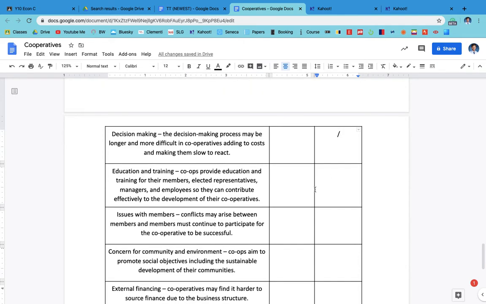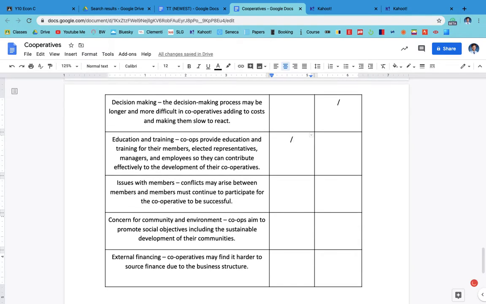Education and training, provide education, elected members. Yep, that sounds like an advantage to me. Issues with members, conflicts may arise. Yep, because everybody's cooperating and everybody gets a vote. Then again, you might have conflicts. Concern for community. Yep, they're often associated with green operations, ethical operations, fair trade, all these things that limit damage to the environment and societies by trying to be sustainable.